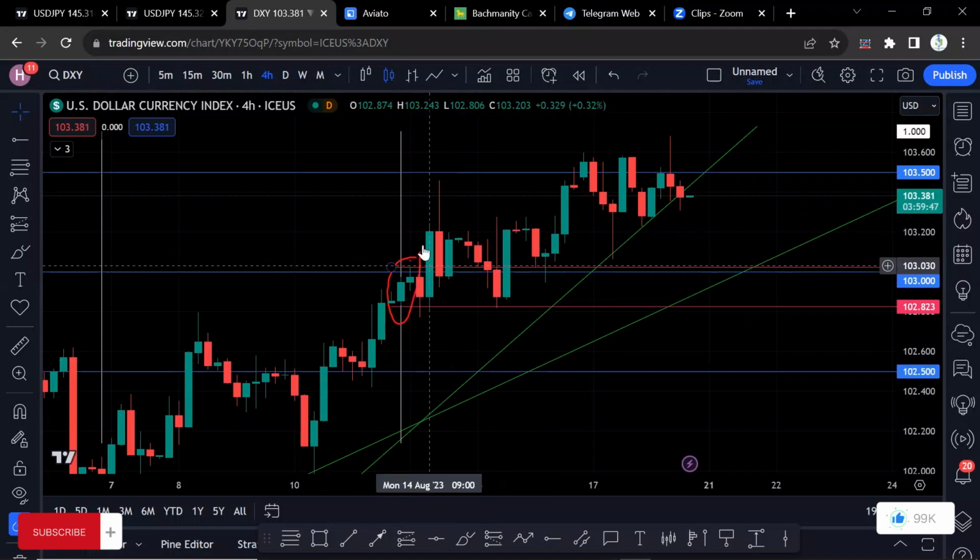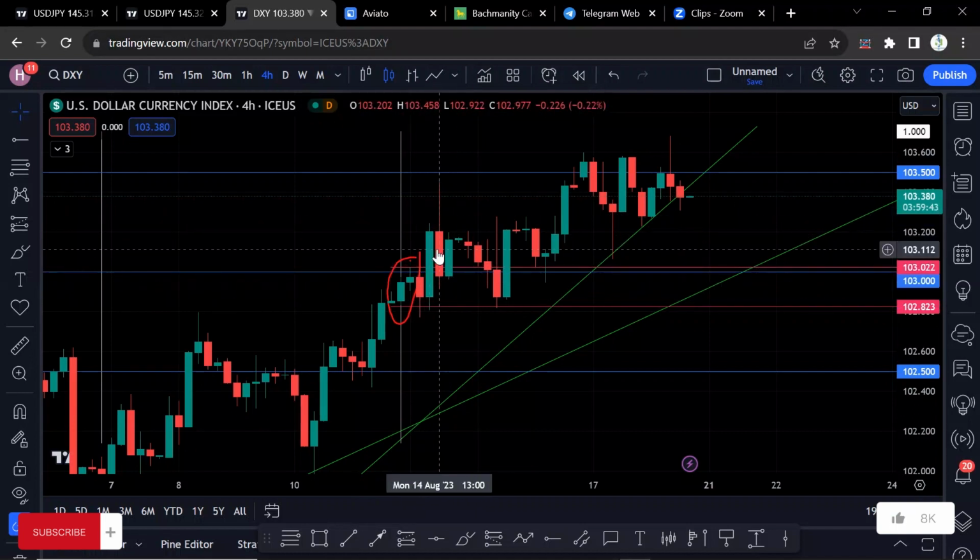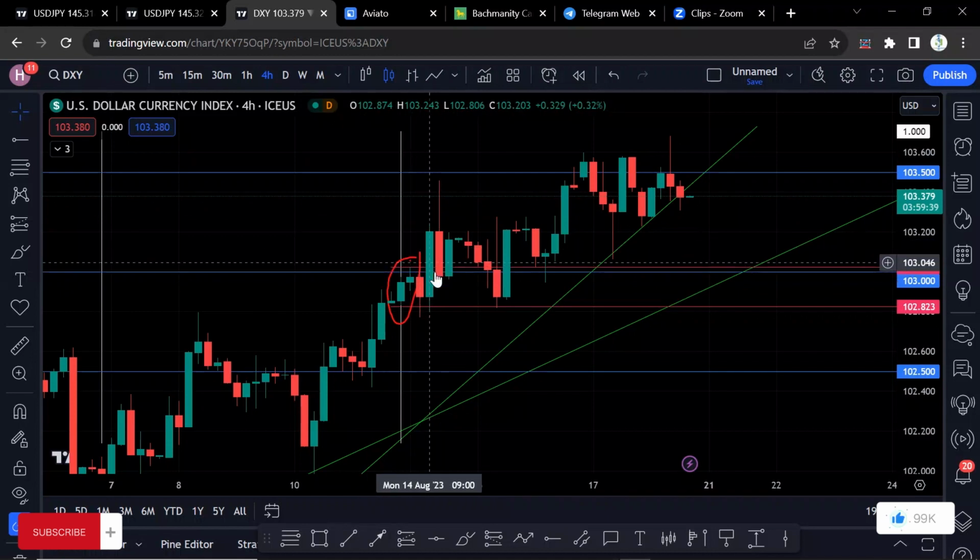So you can see this huge green candle that broke above. This is telling us that this is going to be an uptrend for the week. You can see how the market keeps trading up.